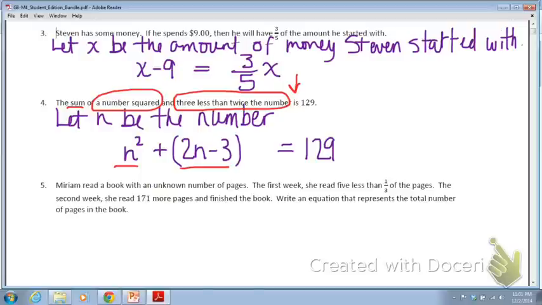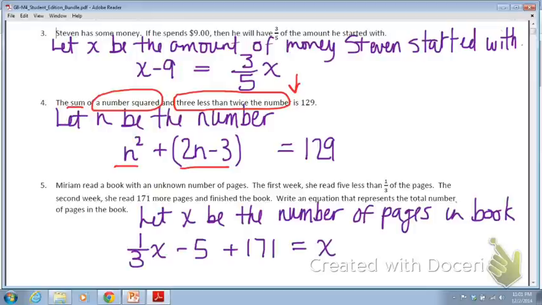Okay, we're going to pause and do 5. So let's read it. Miriam read a book with an unknown number of pages. The first week, she read 5 less than 1/3 of the pages. The second week, she read 171 more pages and finished the book. Write an equation that represents the total number of pages in the book.